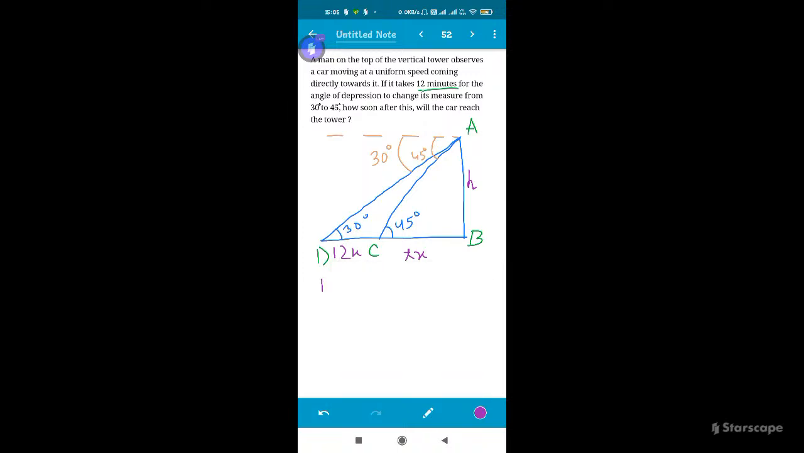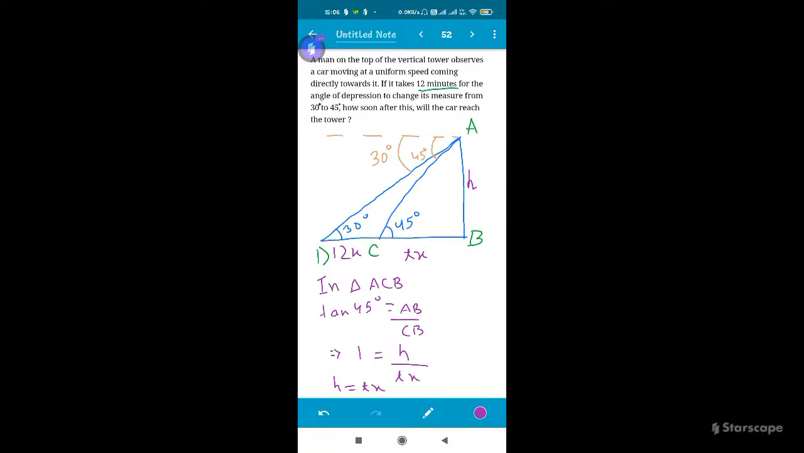Alright, now let us consider the triangle ACB. In triangle ACB, what will happen? Tan 45 degree will be equal to AB by CB. So tan 45 degree is 1. So AB was given as h and CB is tx. So the value of h is tx. Yes, the value of h is tx.